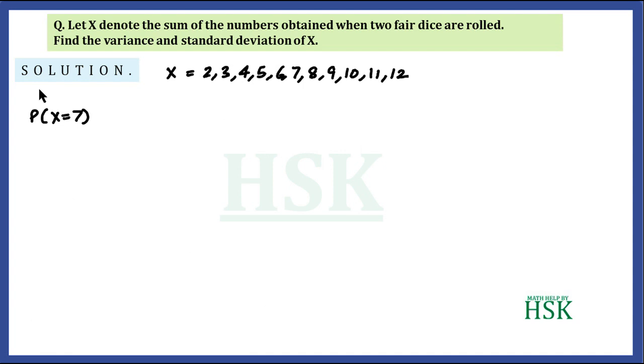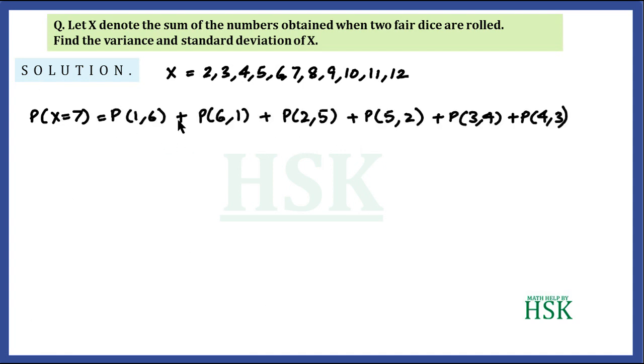Probability of X equal to 7, that is the total X is 7, would be obtained when we get 1, 6 or 6, 1 or 2, 5 or 5, 2 or 3, 4 or 4, 3. Adding all these probabilities, each equal to 1 by 36, this would be 6 into 1 by 36, or 6 by 36. So probability of X equal to 7 would be 6 by 36.